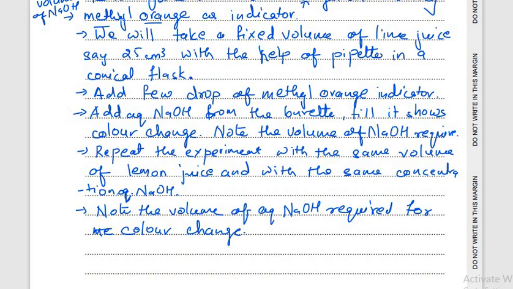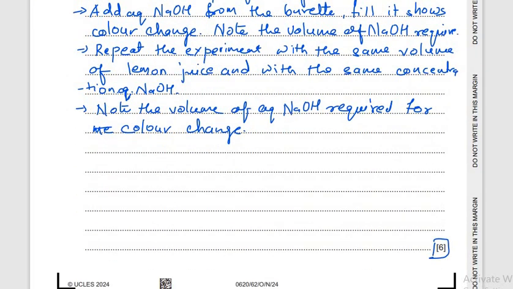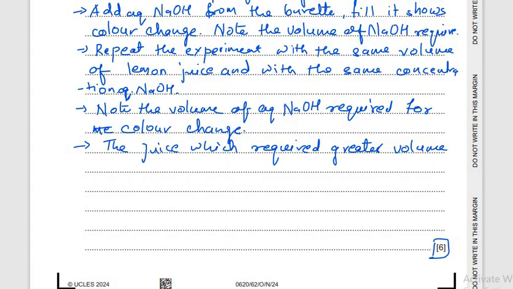Now this is the experiment which we have performed, but at the end we have to conclude also. And how we are going to conclude is that the juice which required a greater volume of aqueous NaOH is more concentrated. That's what we need to mention here, how we are going to find out which juice is more concentrated. So we need to specify that the one which required the greater volume of NaOH will be more concentrated.